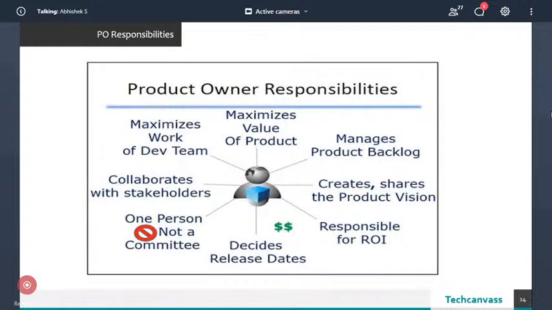And one very important point that needs to be kept in mind is that the product owner is always one person. There's just one product owner for a particular product that you create. You cannot have a group of product owners. If you talk about product managers, there can be multiple product managers in a product company. But when you talk about product owner, you should have just one, because that one product owner is your point of contact from the stakeholders' point of view, as well as from the team's point of view.